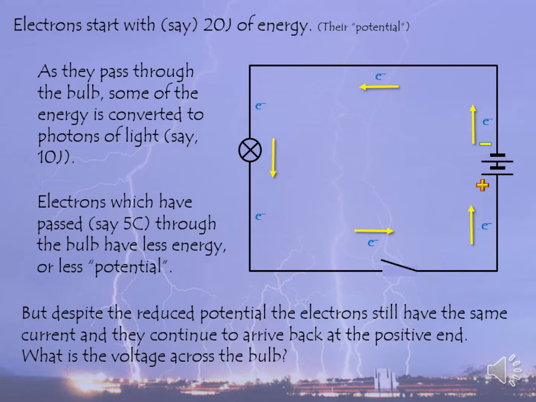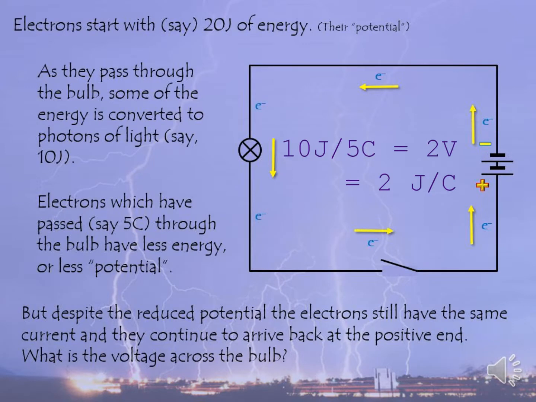Well, the voltage across this bulb is clearly 0, because the switch at the bottom is open and no current is flowing through this circuit at the moment. However, if we're not going to be pedantic, we could say that if they start with 20 joules of energy and they lose 10, so the change in energy, the work done going through the bulb to make light, is 10 joules, and to make that 10 joules we've had to pass 5 coulombs of charge. So we could say that 10 joules divided by 5 coulombs is 2 volts across the bulb in this circuit.